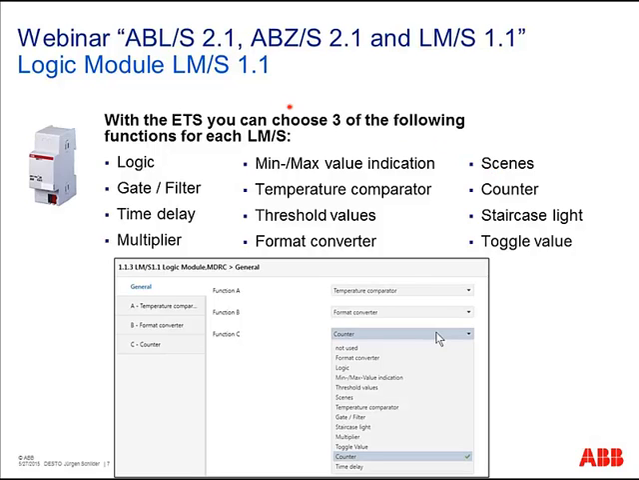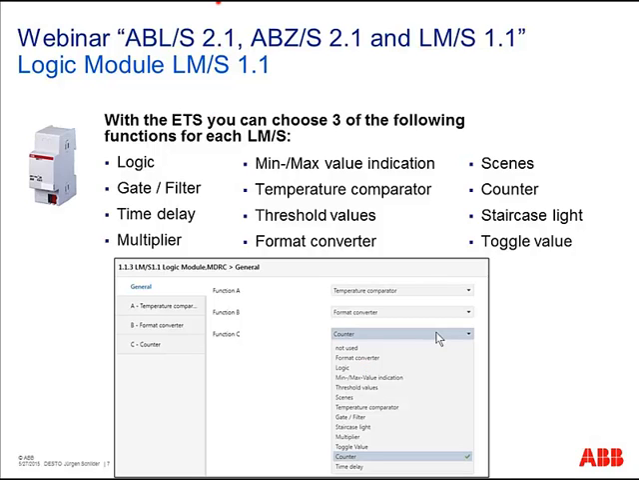So the logic module LMS 1.1 has 12 different functions. And one of these functions is logic, but you see much more: gate, time functions, format converter, for example, counter. And out of these 12 functions, you can select 3 in one LMS. Block A, B, C, 3 out of these 12. You can say also, okay, I would like to have 3 times the same function, also possible. But in total, only 3. And if you need more of these special logic, maybe you have to add another logic module LMS.